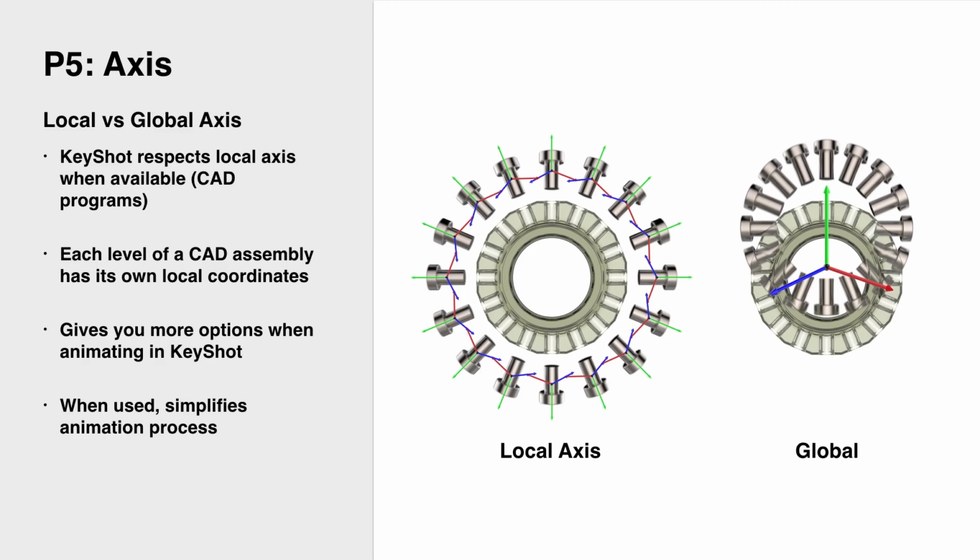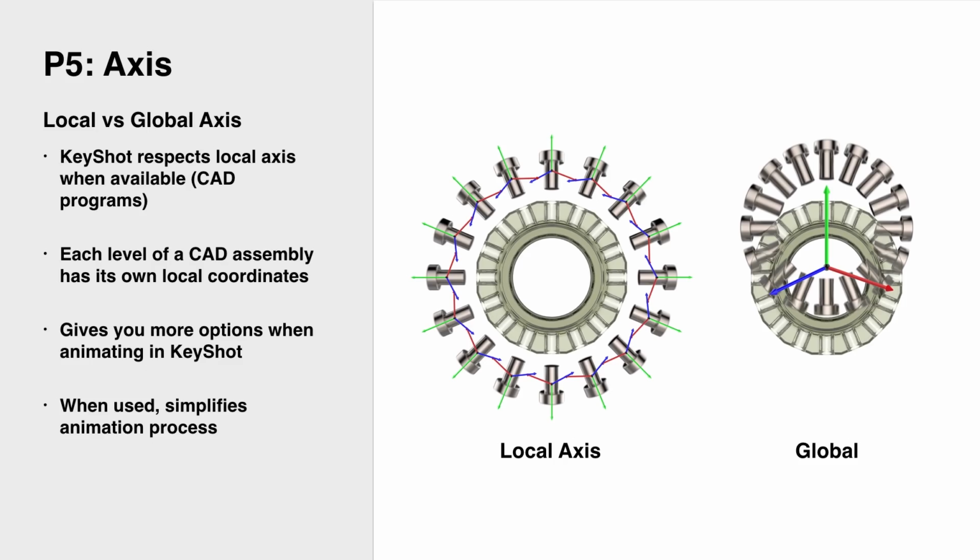And the 5th principle that we're going to touch on is, or I should say are, axes. And axes have to do with the center coordinates, or the coordinates of a given part. So they can be either local or global. And in KeyShot, our global axis is in the center of our KeyShot world. We'll have an X, a Y, and a Z axis. In the center of those, where they all intersect, is our origin.